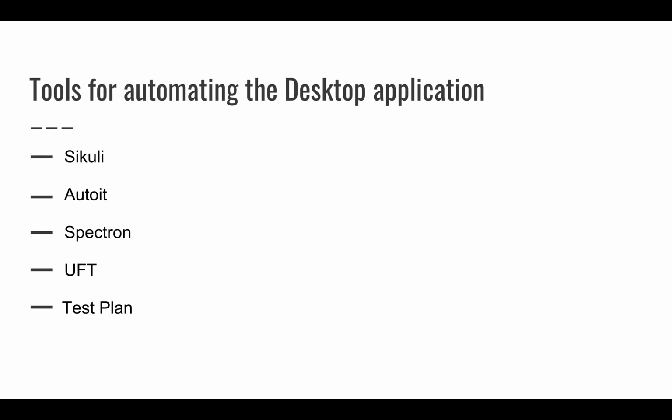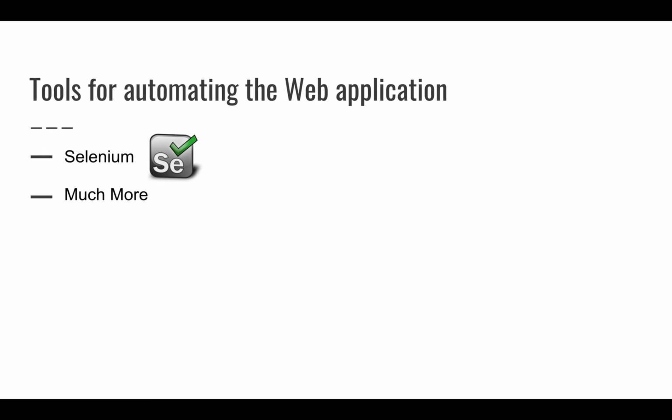So coming to the web application, all the things which I mentioned in the previous slide can be satisfied with Selenium. Whatever drawbacks I mentioned with Squish, AutoIt, Spectron, UFT, everything can be satisfied with Selenium. Selenium, as you all know, is open source, and one of the most efficient functional testing tools. There are so many open source tools available in the market, but Selenium is one of the finest tools which I have come across.